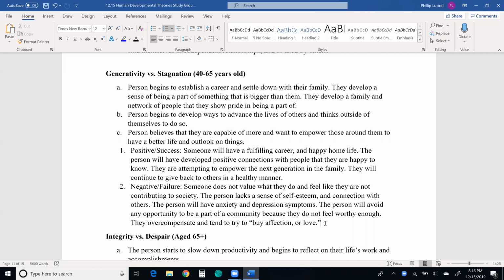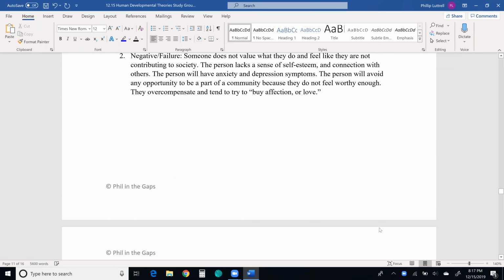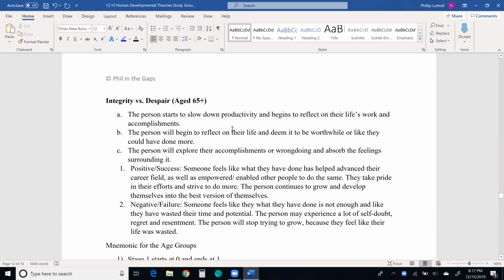So they overcompensate and try to buy affection or love in some way, just based on the fact that they feel that they're not enough. So they try to supplement in some way. And then the last stage is integrity versus despair, which is ages 65 and older. So this is where the person starts to slow down productivity and begins to reflect on their life's work and accomplishments. So the person will begin to reflect on their life and deem it to be worthwhile or like they could have done more. So two ends of the spectrum.